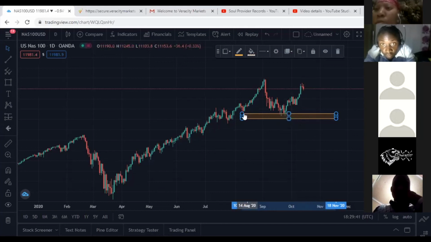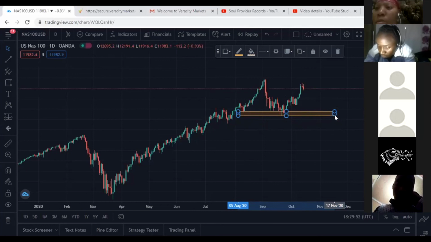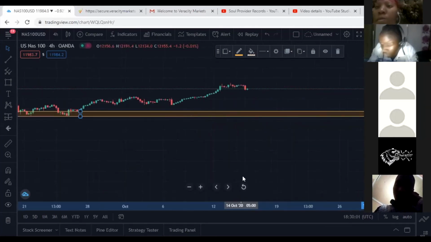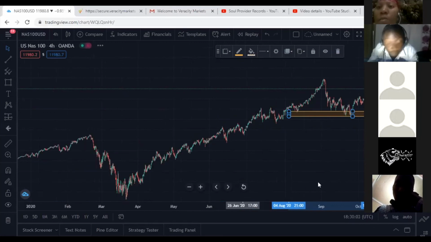So what you normally do is simple, it's easy. There's no strategy here. There's no software that you need to use. You just go to your daily time frame, put your support line here, and then head on to your H4, the 4 hour time frame, and then look for your resistance.